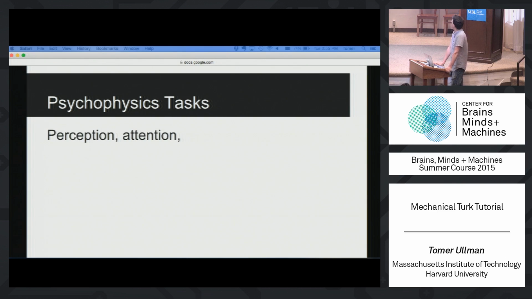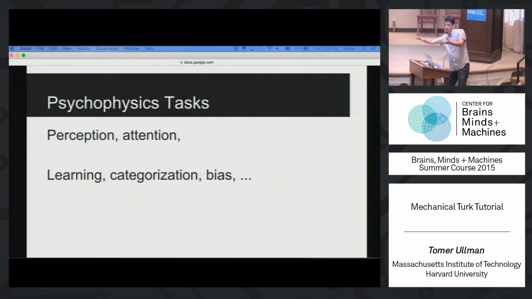So let's see. You could do things like perception, just look at this, is it a dog, yes or no? Or things like the Stroop task. If nobody had invented the Stroop task, you could do that on Amazon Mechanical Turk and get famous. I was going to say rich and famous, but just famous. You could do various attention tasks. You could do things like learning and categorization and bias, learning things like, here's a tufa, here's a tufa, here's a tufa. Is this a tufa?